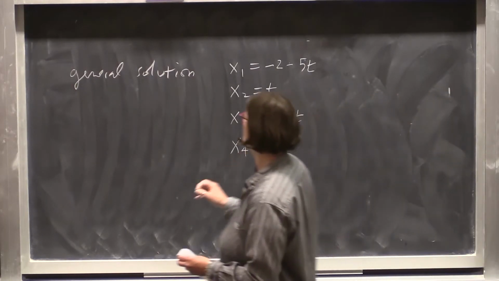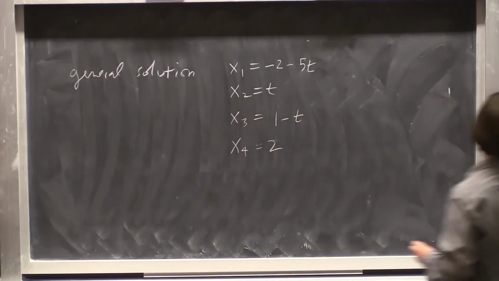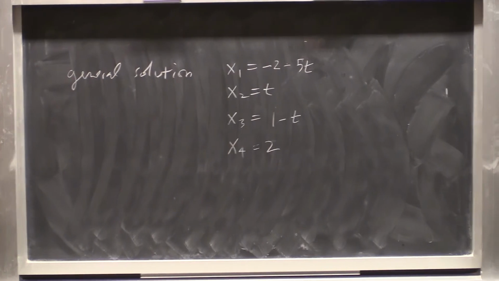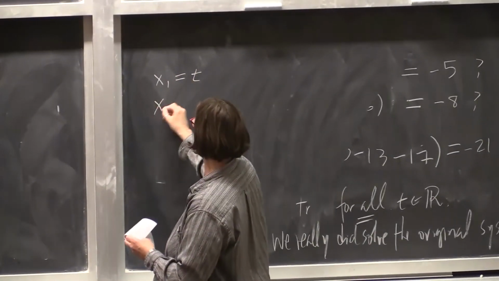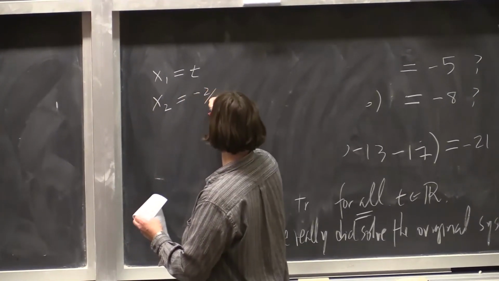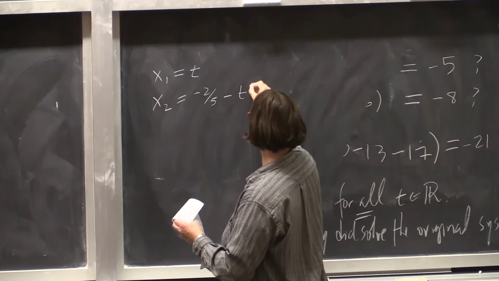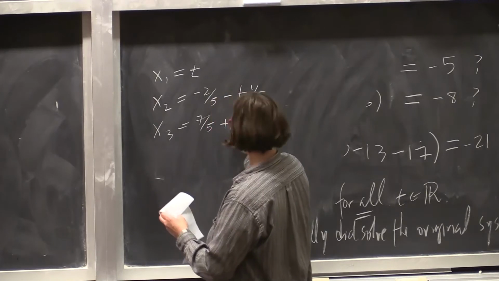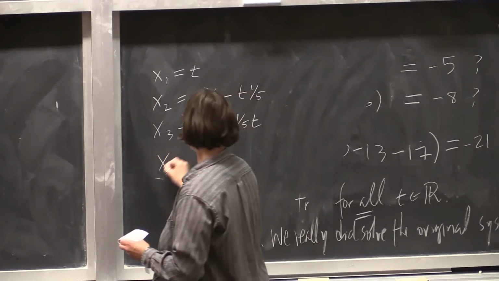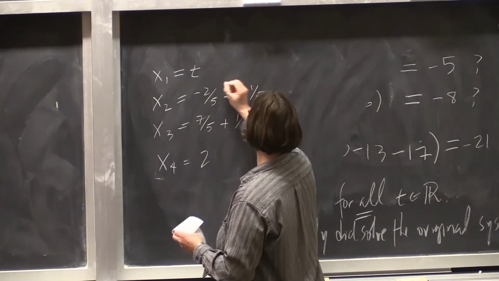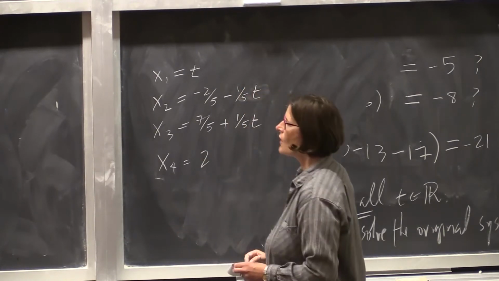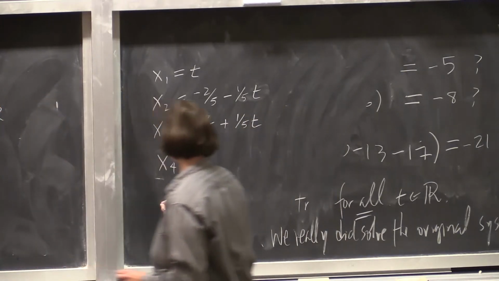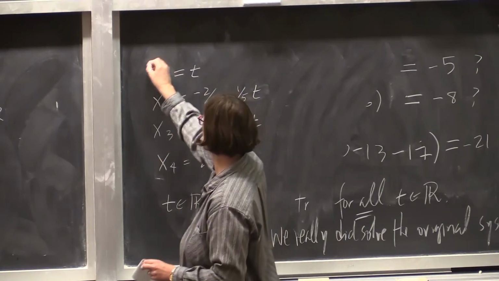Or I could have solved for everything in terms of x1. And after some work, I would have gotten the general solution. x1 is t, x2 is minus 2/5 minus t times 1/5. x3 is 7/5 plus 1/5 t. x4 is 2. This is a totally general solution. This is a completely correct answer.